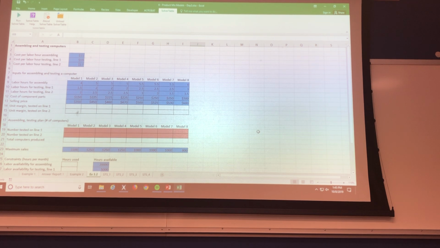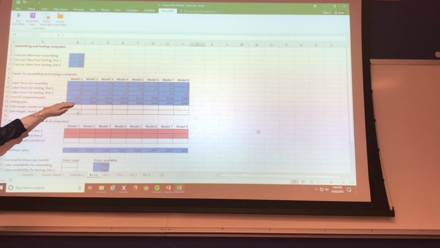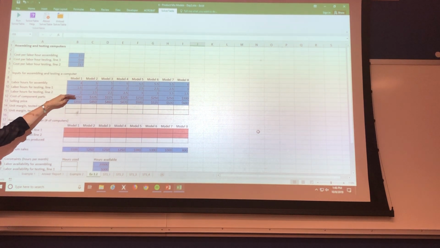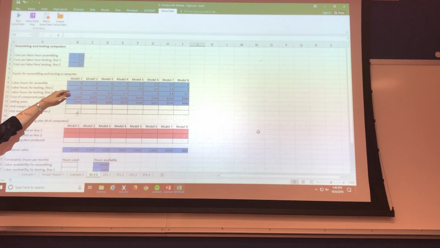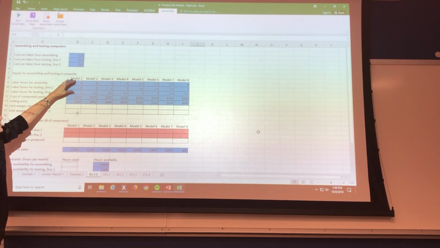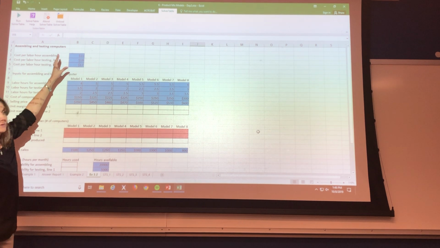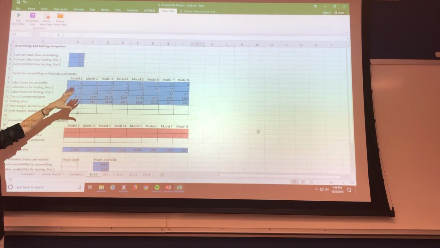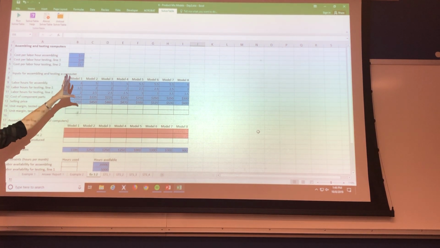We make 8 different models of computers. Everything you see up here in blue, of course, is a given number. We know what we're going to sell them for. We then have some costs, like the component material costs. We have labor that goes into it, a certain number of hours at certain rates. So we'll have to work on that, but all that information is given to us.